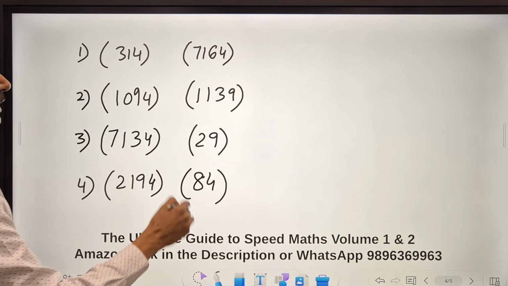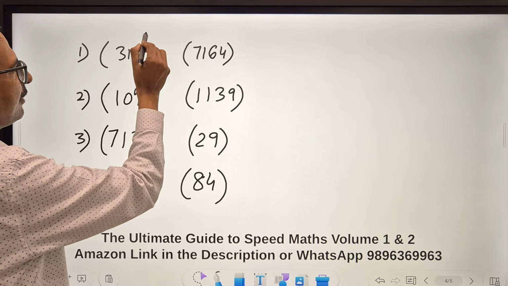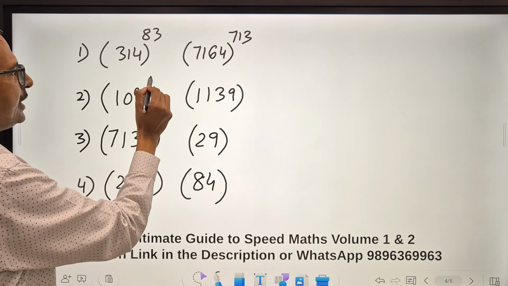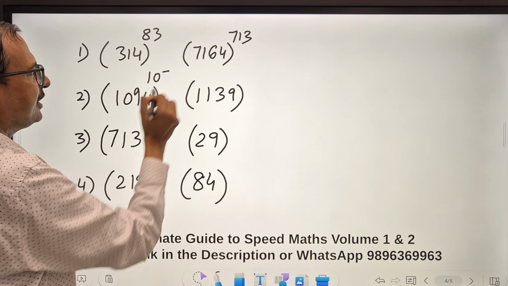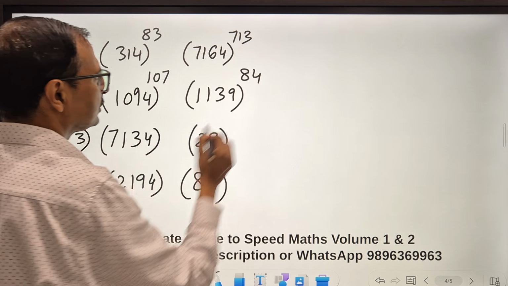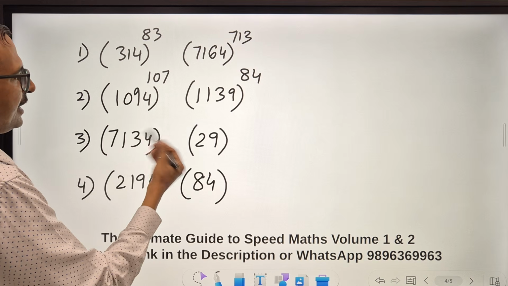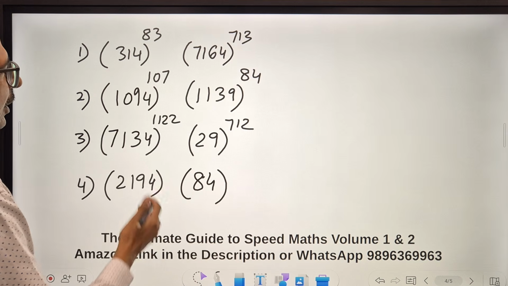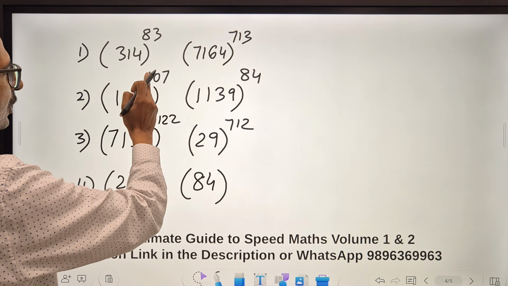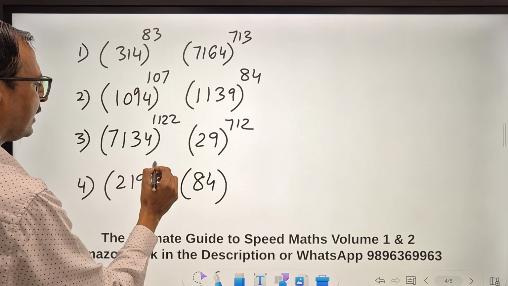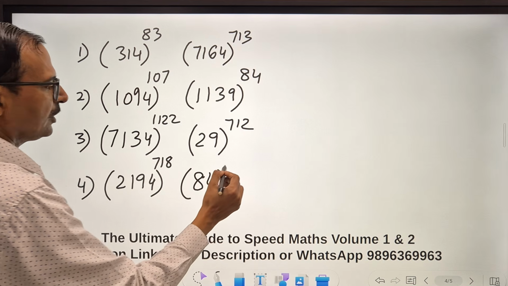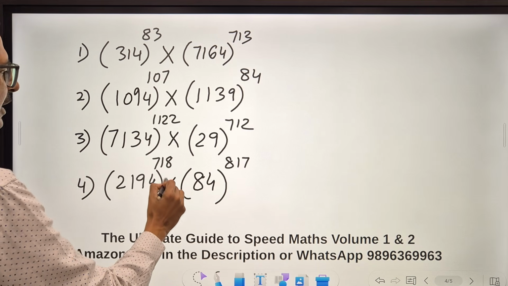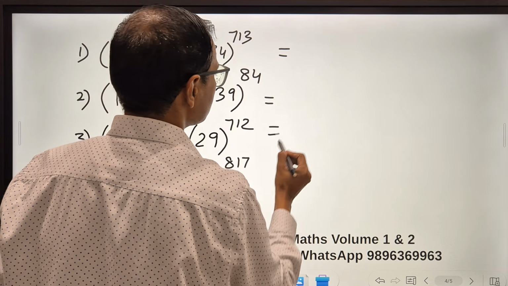Now powers are important. What will happen if you have an odd power here, say 83, and odd here, say 713, odd here, say 107, even here, say 84. You can take even and even, like 1122 and 712, right? We have done odd, we have taken odd even. We can take even odd, like 718, and odd means 817. Now all these expressions have a product in between them, and I can find the unit digit very easily.